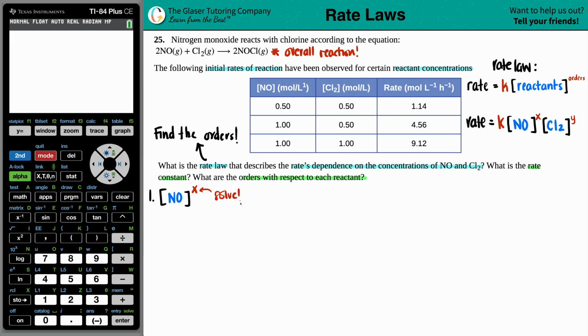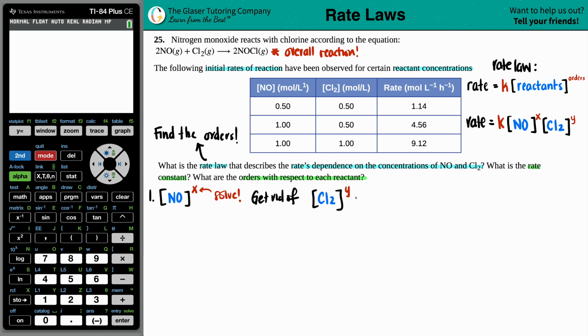So if that's the case, if you want to solve for x, that means you have to get rid of the y, right? Because I only want my final answer to be x equals. So in this case, if you want to get rid of y, we have to make a relationship between two trials to get rid of the y value. So we're going to get rid of the whole Cl2. And that's how we're going to get rid of the y.